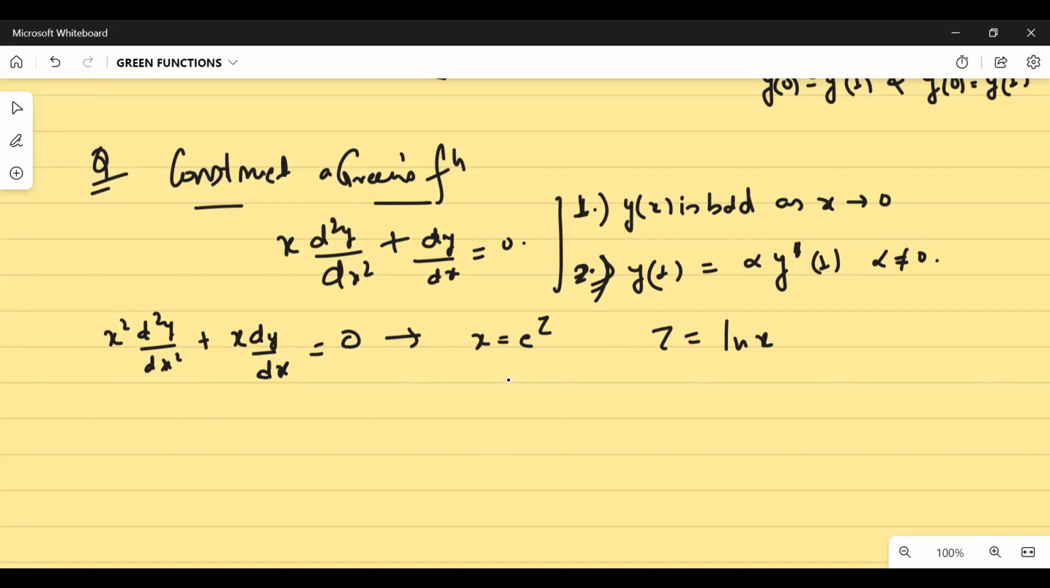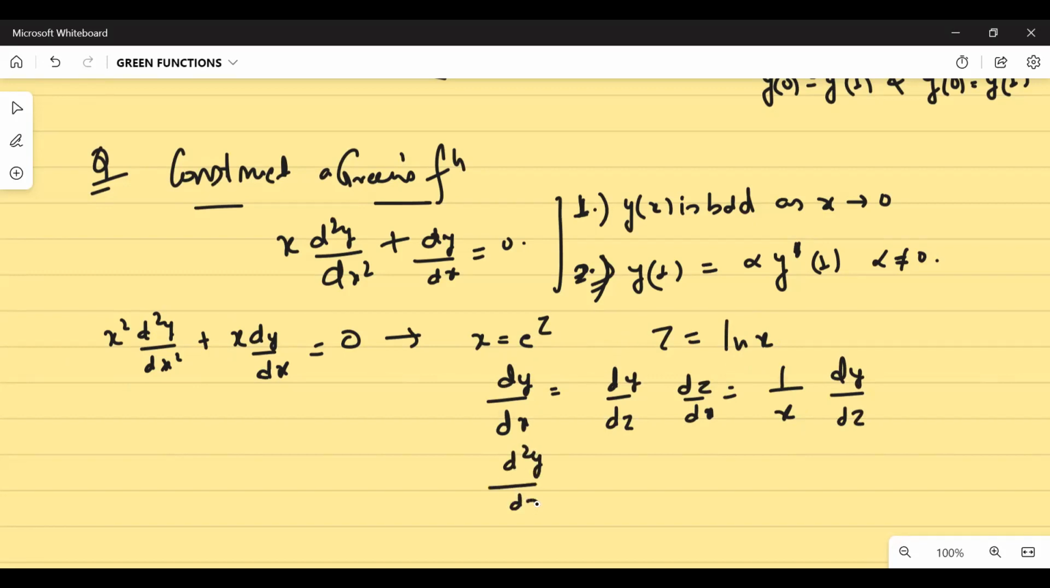And if I try to write what is my dy by dx, dy by dx I can write as dy upon dz into dz by dx. So if I write my dz by dx, by the given transformation this particular thing would become 1 upon x dy upon dz. And if I want to write d2y upon dx2, this will be equal to d by dx of 1 upon x and then you have dy by dz. So this will be like minus 1 upon x square dy by dz, and then if you differentiate it, you just write dz upon dx.